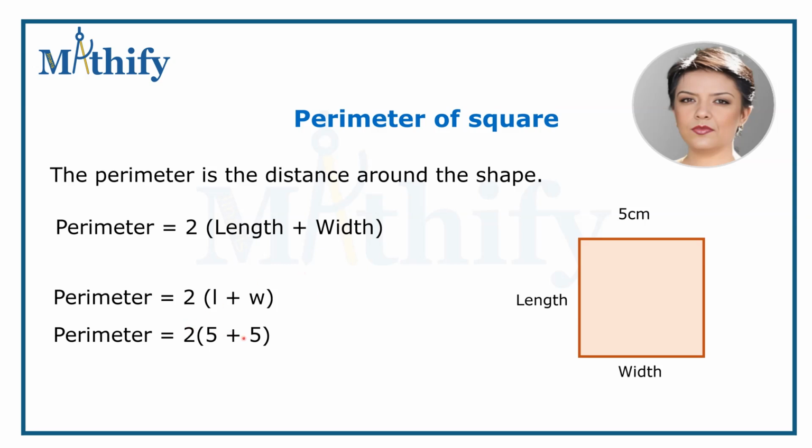So 5 plus 5 is equal to 10. 10 multiplied by 2 is equal to 20. So our final answer is equal to 20 centimeters. That's our perimeter.